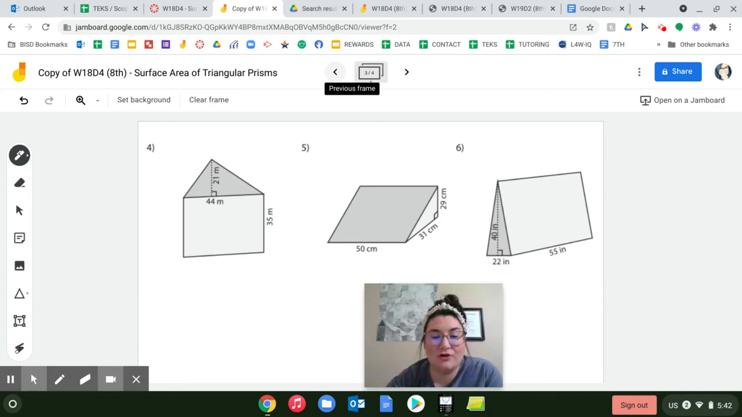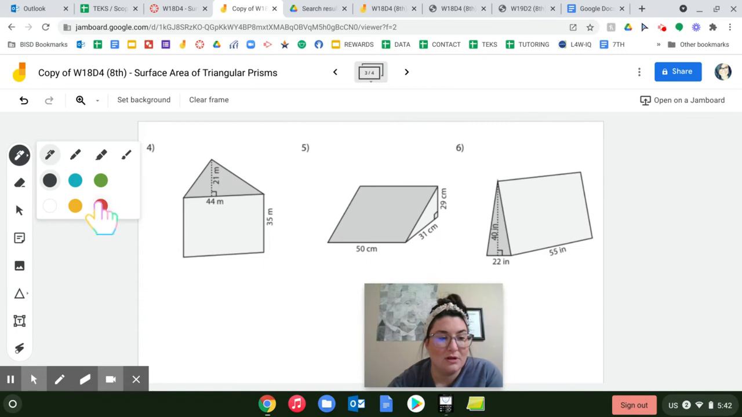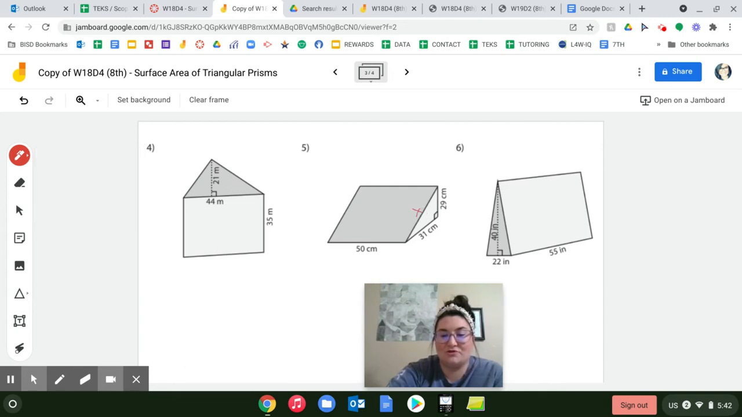I'm going to make sure that each one you know what to solve for. So I'm not going to do these with you, but on number 5, this is the one you want to solve for. I'm just going to put an X. You're going to want to solve for this, which is the same as that one. Solve for those.